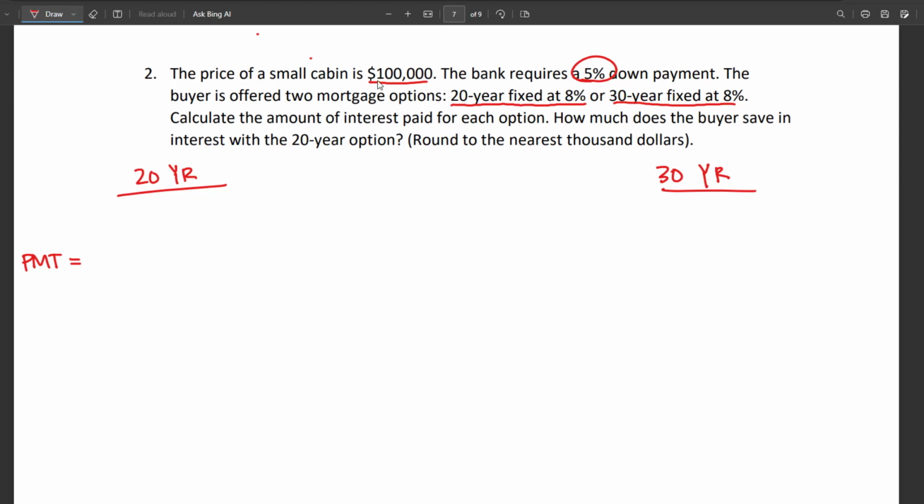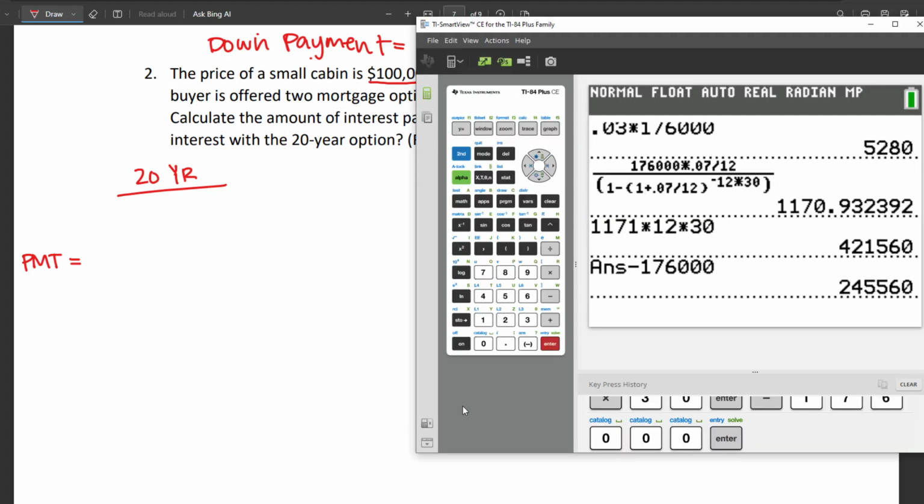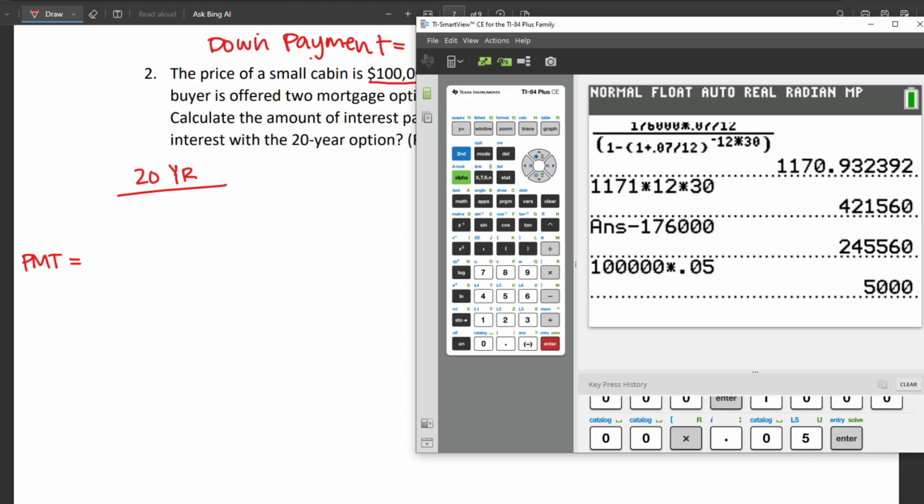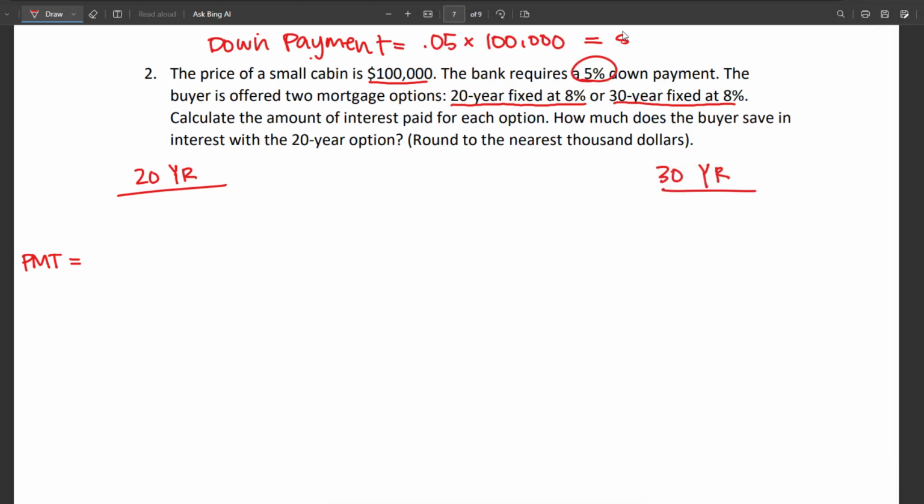So it says the cabin is $100,000, but we have a 5% down payment. So our down payment is 0.05 times 100,000. So I'll put it in the calculator. 100,000 times 0.05, $5,000. So that means that we are putting $5,000 down on this house. So that means that we are getting the loan for $95,000. We're not getting the loan for the full $100,000.